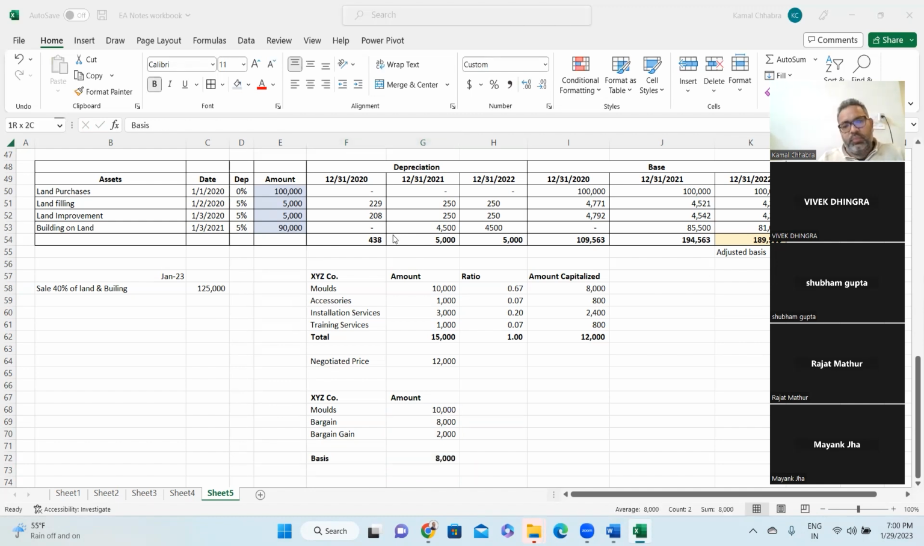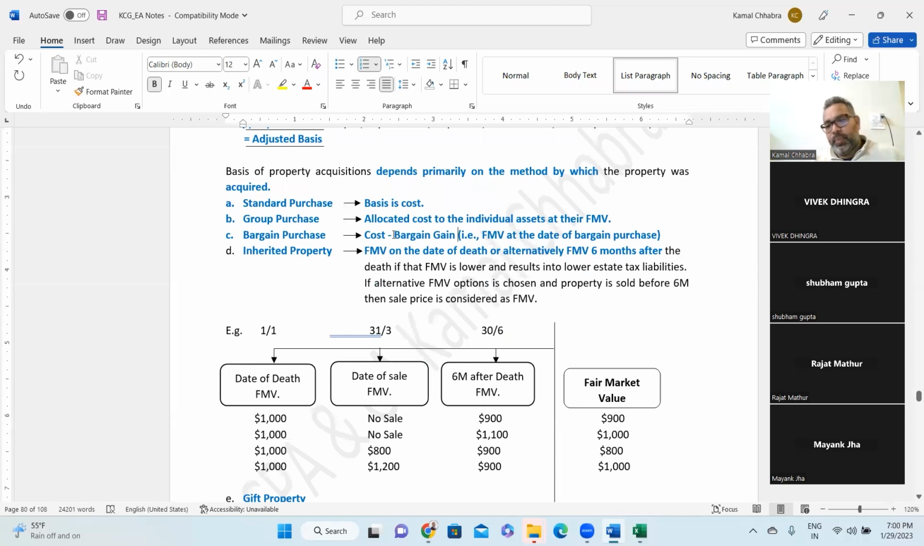Okay, sir. Right. Next is inherited property. What is inherited property? You inherited from your parent, grandparent, in-laws, right? From someone, right? So that inherited property, the basis need to be considered as fair market value on the date of death. Fair market value on the date of death, or alternatively, fair market value 6 months after the death if that fair market value is lower and results in lower estate tax liability.